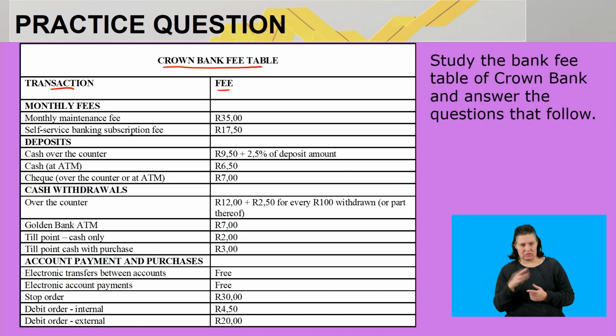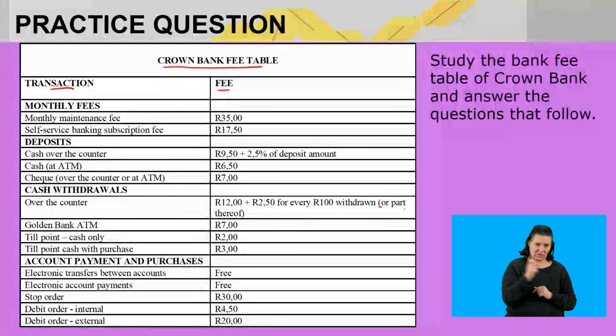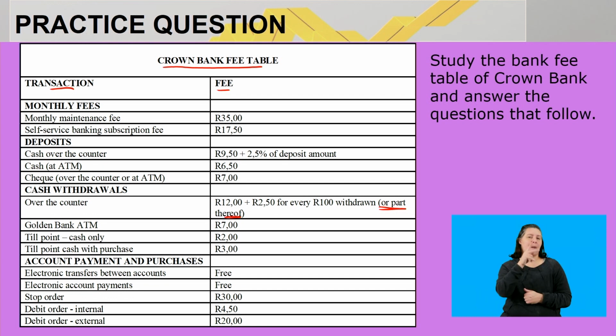Then we also have cash withdrawals. Over the counter, meaning you go into the bank and are helped by one of the assistants there, you'll pay 12 Rand plus 2 Rand 50 for every 100 Rand withdrawn or part thereof. Very important to note: or part thereof. I'll explain that once we do a physical sum. Then, when you withdraw from a Crown Bank ATM, that will be 7 Rand. At the till point, cash only, that will be 2 Rand per transaction. Till point cash with a purchase will cost 3 Rand.